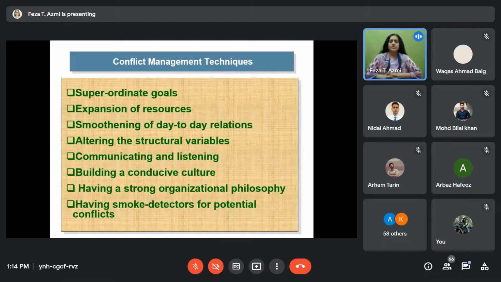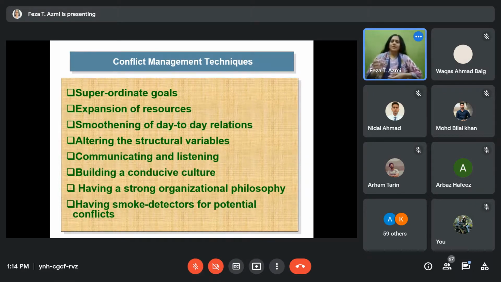Then expansion of resources. When you have resources, try to ensure that they are equitably distributed. If you have a reward system, everybody should benefit out of it. So equitable distribution of resources should take place. Otherwise, conflicts will happen.